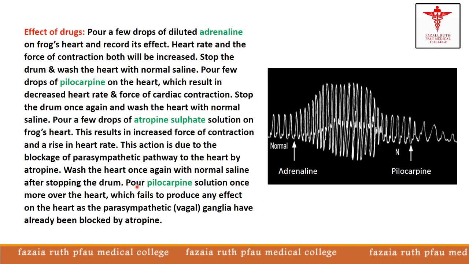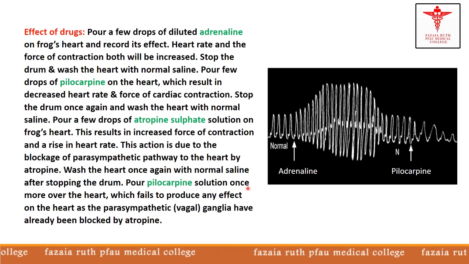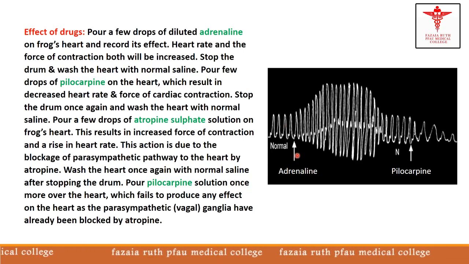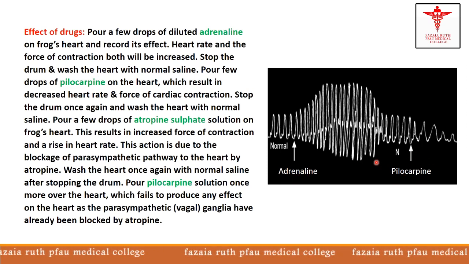Now we will again pour the pilocarpine solution over the heart, which fails to produce any effect on the heart as the parasympathetic vagal ganglia have already been blocked by atropine. Here in this graph, you can also see the effect of adrenaline and pilocarpine very clearly. Here it is normal, then we pour adrenaline and it increases the heart rate and contraction. And here you can see there is a decrease in the heart rate.